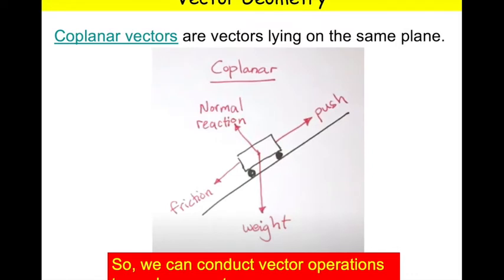You probably have come across this in science or physics. This is a free body diagram of a cart being pushed up. There's a force pushing that way at an incline, and of course the friction goes in the opposite direction, and weight pointing downward, and there's a normal reaction. So we can conduct vector operation on all of these vectors because they all lie on the same plane. Okay, let's go straight to the example.